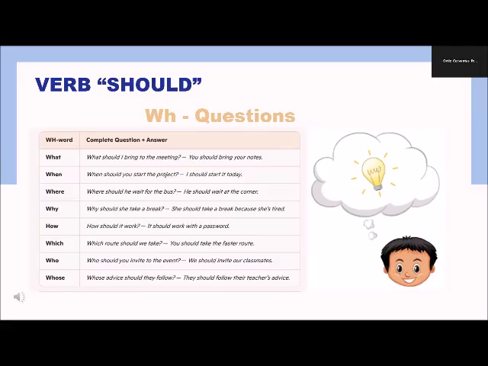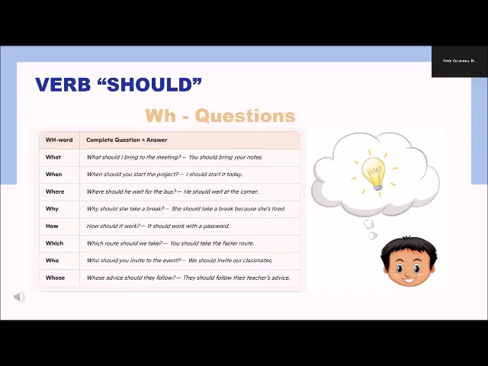When should you start the project? I should start it today. Where should he wait for the bus? He should wait at the corner. Why should she take a break? She should take a break because she's tired. How should it work? It should work with a password. Which route should we take? You should take the faster route.